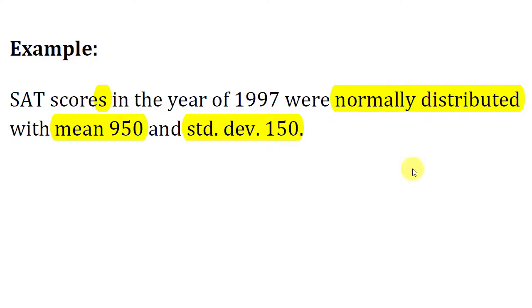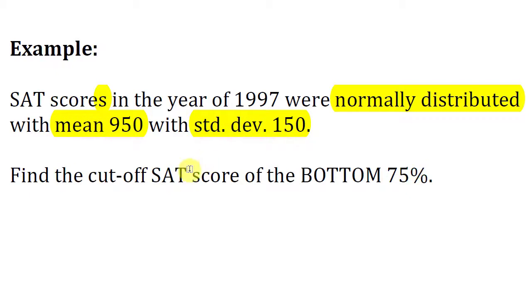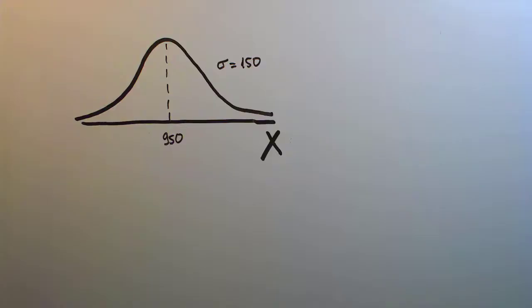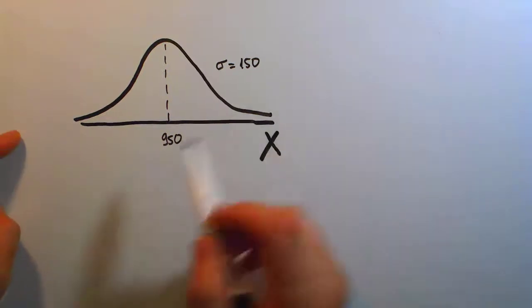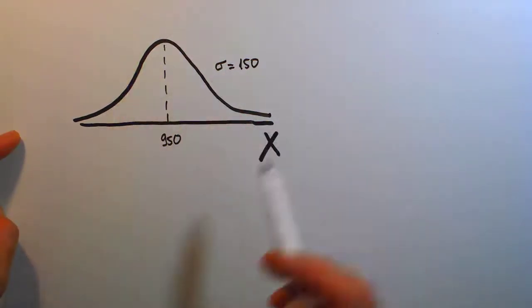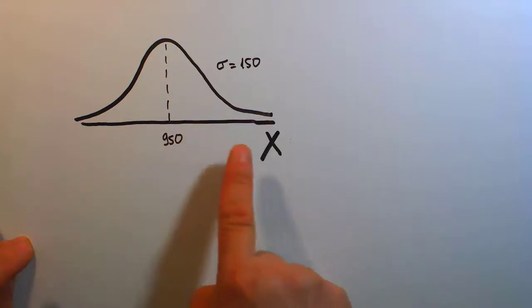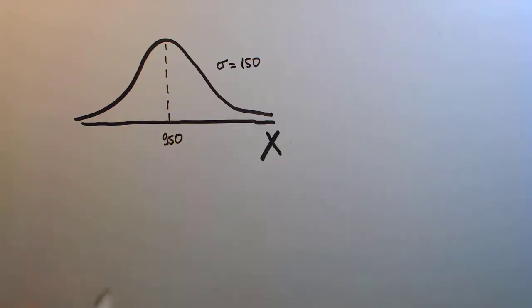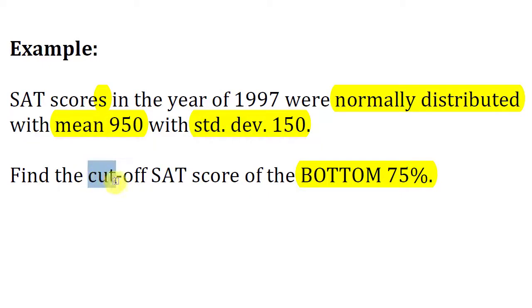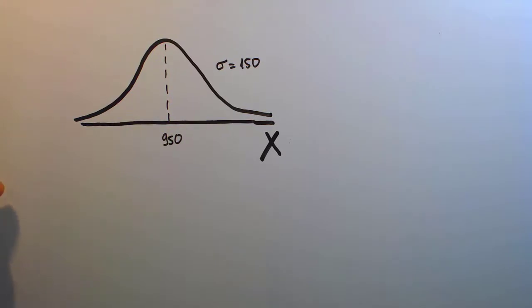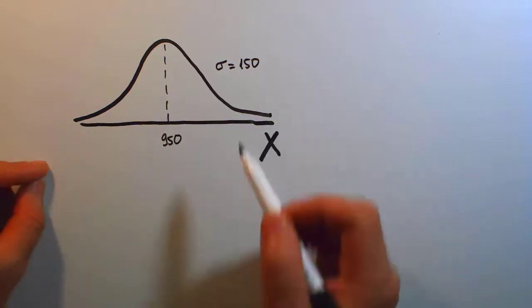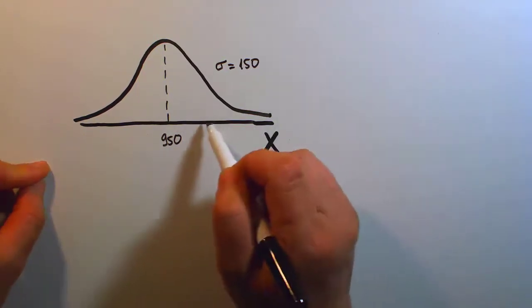The problem now asks us to find the cutoff SAT score of the bottom 75%. So on our normal distribution bell curve, anywhere on this horizontal axis is an SAT score. So the cutoff SAT score, we have seen that concept of a cutoff back when we were viewing the video on the standard normal distribution. But a cutoff SAT score here simply is just some score.